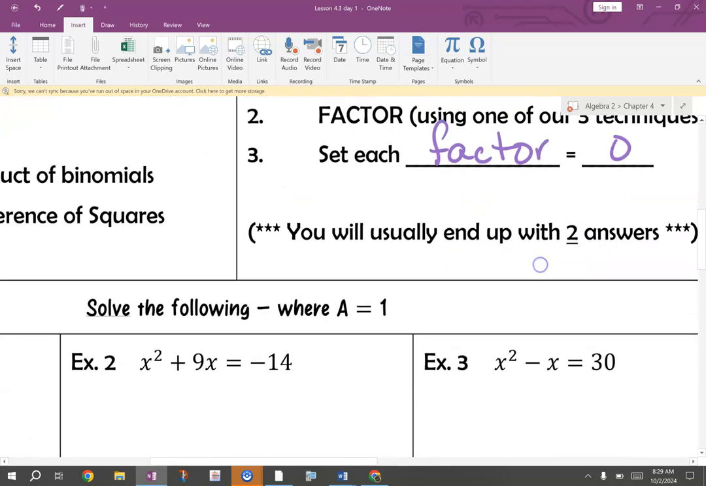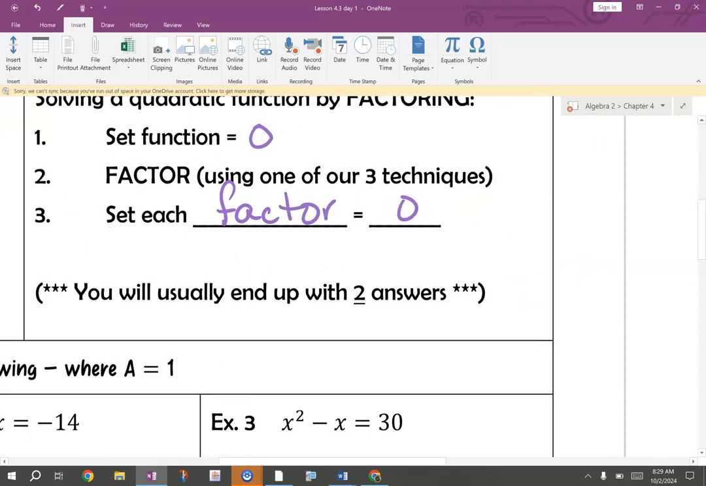At the very, very bottom here, it says you will usually end up with 2 answers. So the 2 answers was because it crossed the x-axis twice, right? But you also learned there were 2 other possibilities. What were the 2 other possibilities? 1 solution and no solution. So 1 solution was because why? It was sitting right on the x-axis. If you had no solution, what did that look like? It didn't touch the x-axis at all, right? It went in the opposite direction of the x-axis.